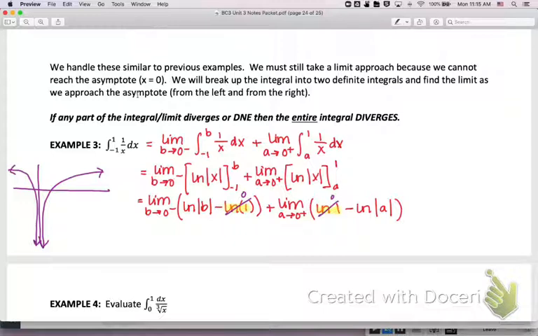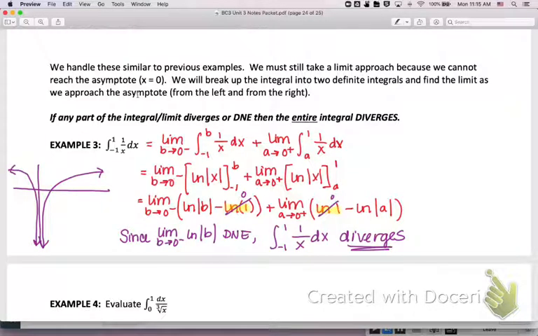Also, the natural log of a is going to diverge, but it doesn't matter because it only has to mess up one time in order for it not to work. So the original integral has to diverge since those don't go together, okay?